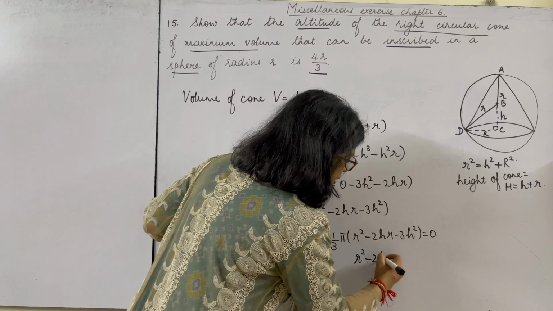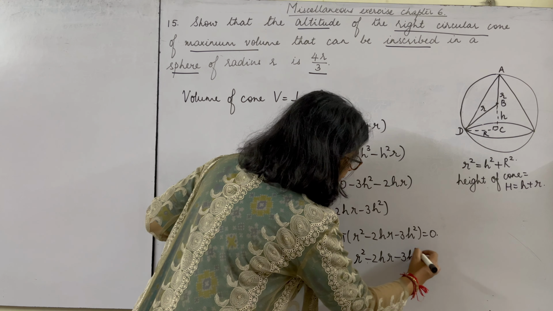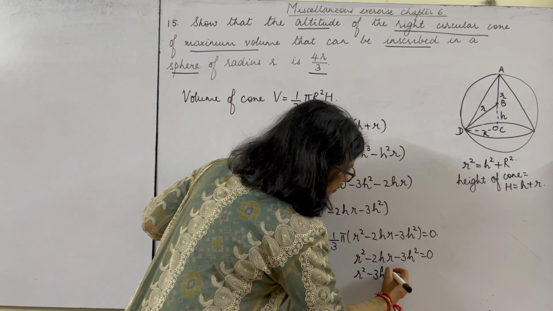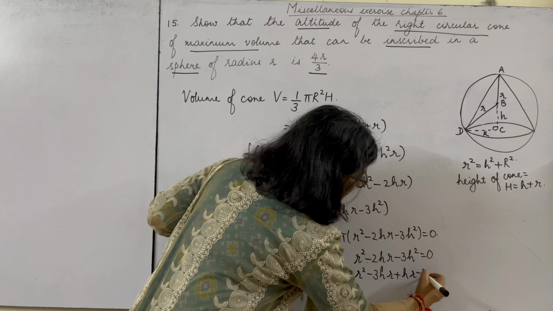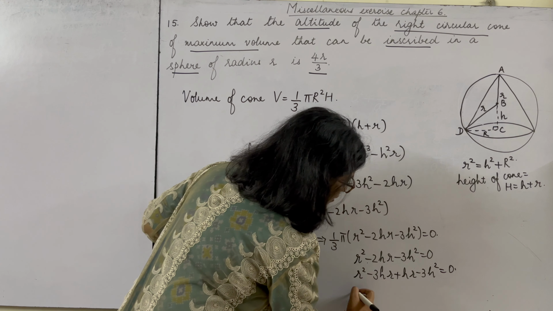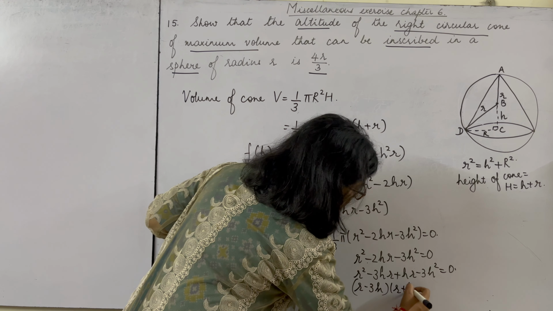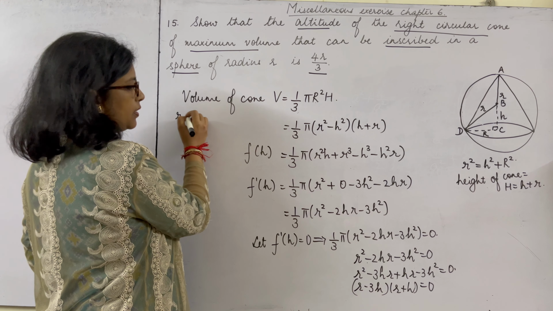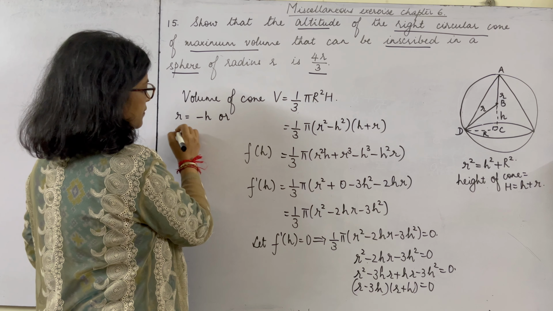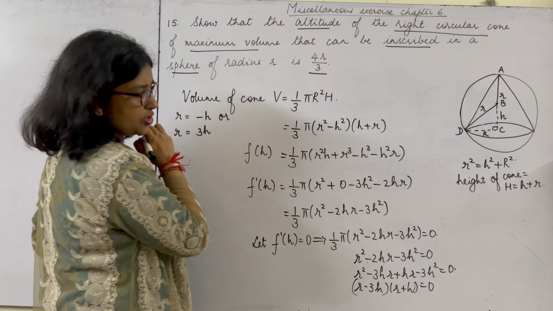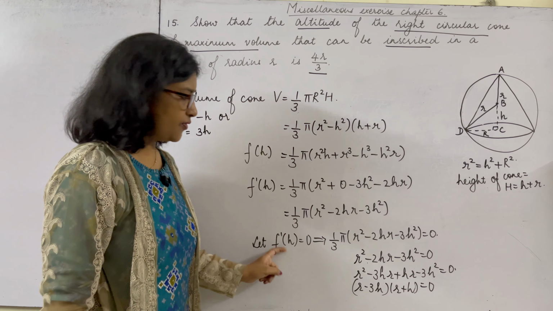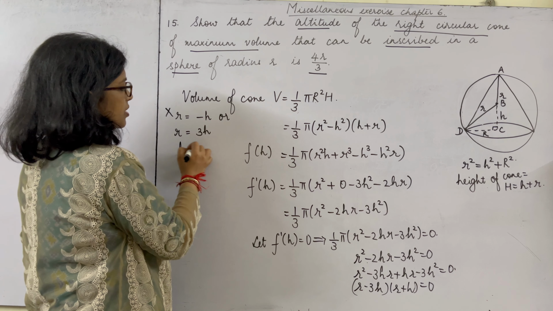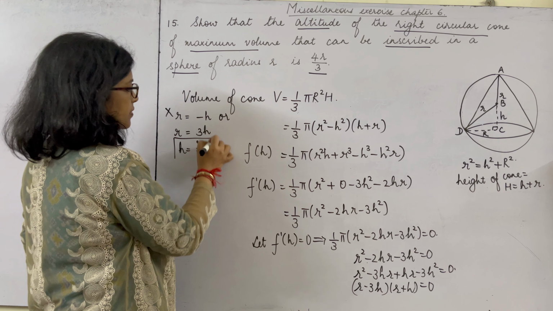So this is a quadratic in r, you can think it like that and solve it, or a quadratic in h. So we have 3hr plus hr, that's what splitting middle term we have done. So the value of r will be either minus h or 3h, or rather we are finding value of h. So h will be minus r, which is not possible. So we have h as r by 3. This is our critical point.